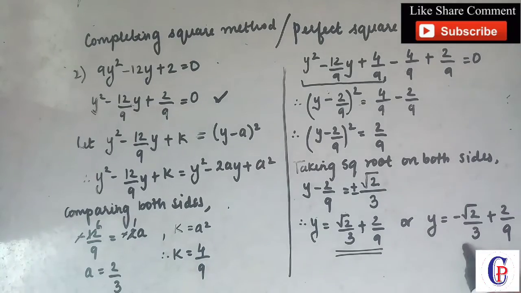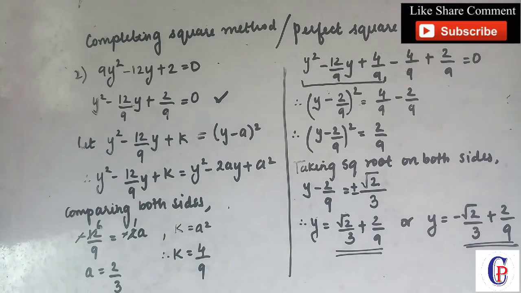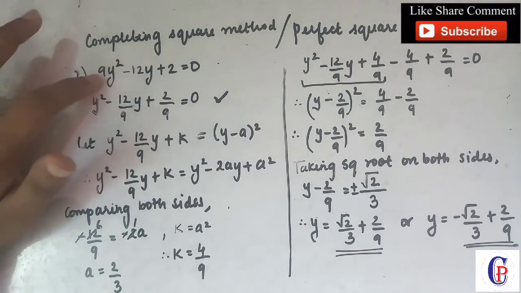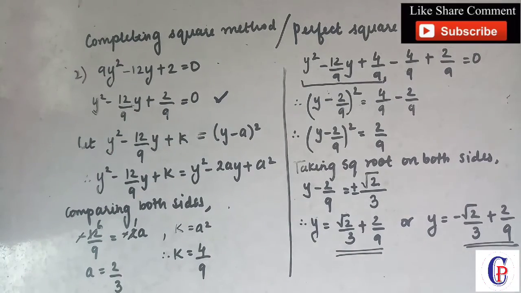So this is our answer. Okay, the value of y is this. Okay, I hope you have followed this method. There are many more questions given in your textbook, so you can practice them. I have shown you 2 examples, one where the coefficient was 1, and now I have taken an example where the coefficient is not 1.